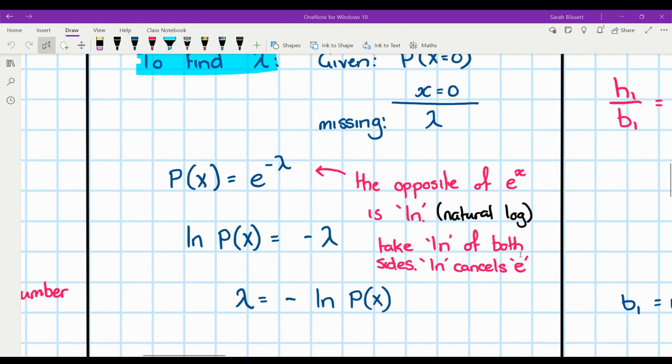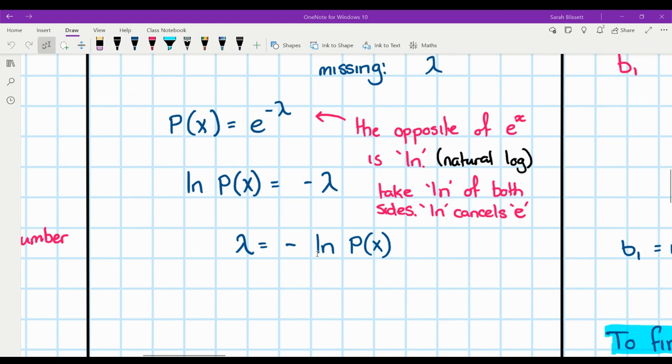So we need to take the natural log of both sides, and so in this case we'll see that ln cancels e. So we have the natural log of the probability of x equaling 0 equals negative lambda. Therefore, lambda is equal to the negative value, it stays over here, the negative ln of the probability of x equals 0.